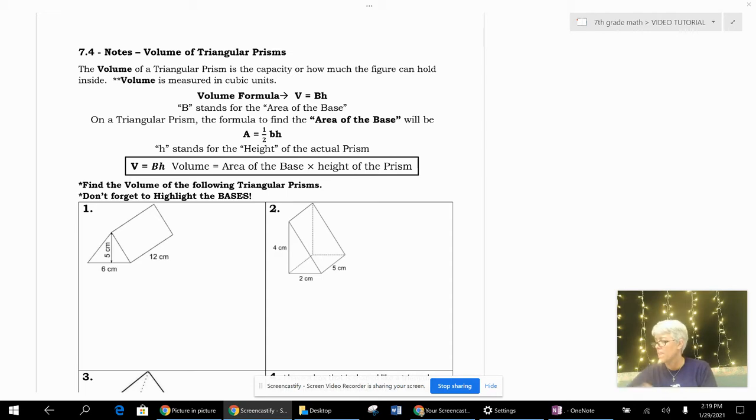First, this is a triangular prism. It kind of looks like, I don't know, I think of the roof of a house, I guess. And so this oftentimes gets mixed up with this. This is a pyramid.